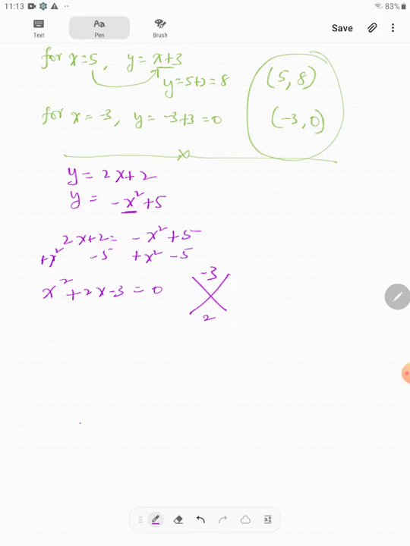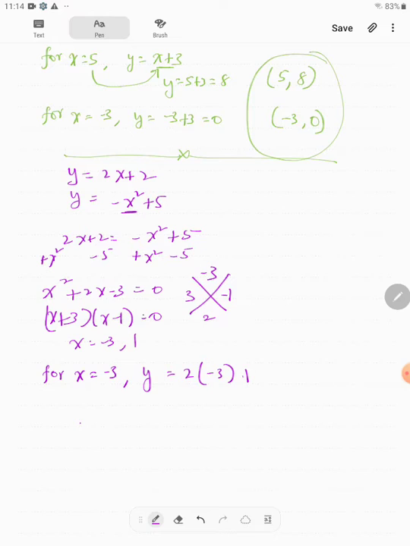So we need 3 times 1 is 3, but 3 minus 1 is 2. So we have x plus 3 times x minus 1, and x is negative 3 and positive 1. So for each x value, you must find the y value. y equals 2 times negative 3 plus 2, which is negative 4.